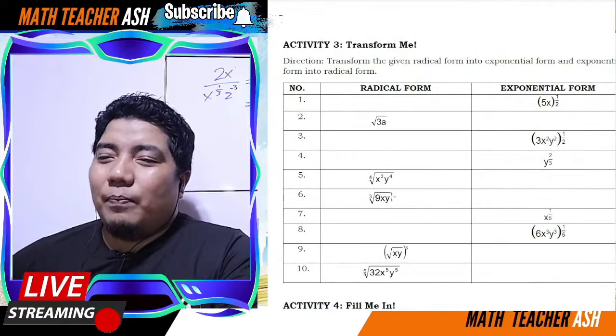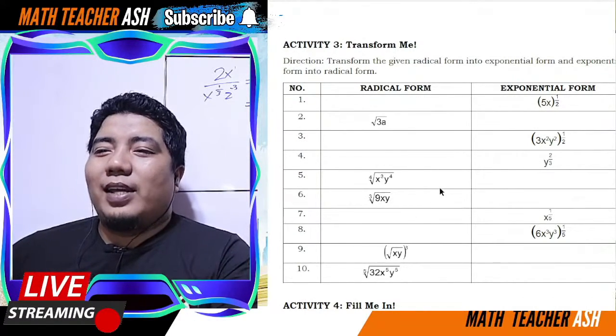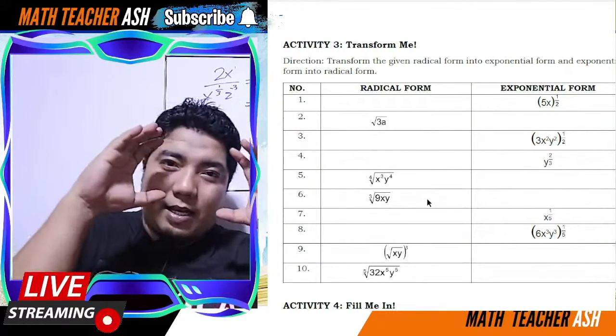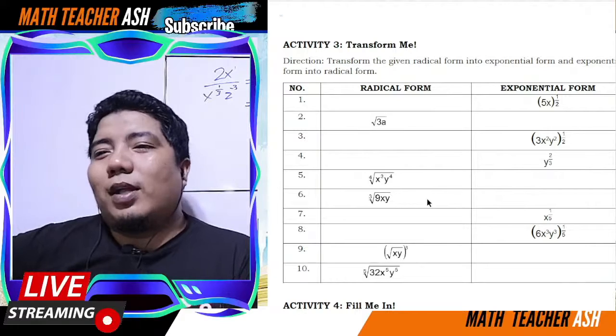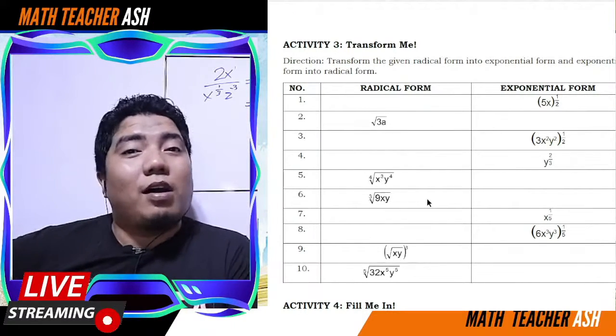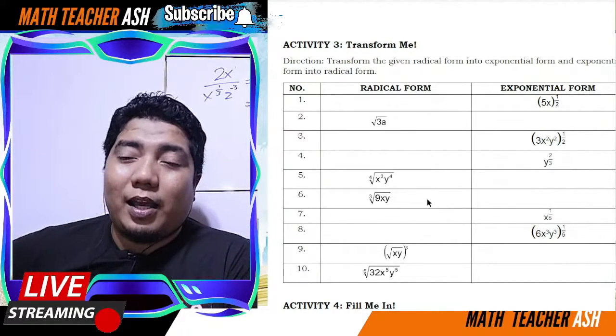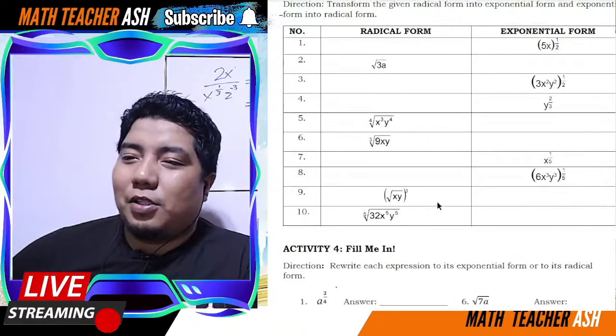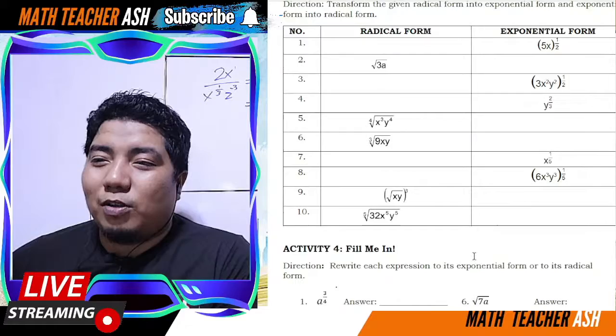Now, how about here? Cube root of 9xy. So, therefore, ito, since grupo sila, so gumamit ka ng ganito. Alright. So, the quantity 9xy to the power of, ang kanilang exponent ay 1/3. Okay, napakadali lang, my dear math learners. Okay, and so on and so forth, kayo nang sumagot dito.